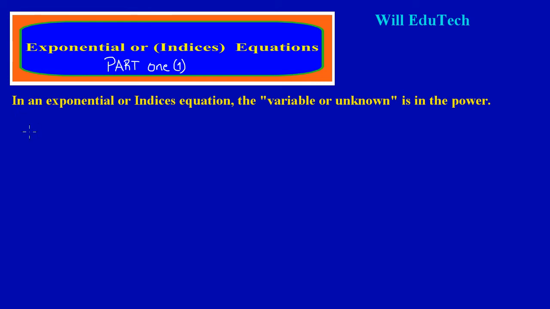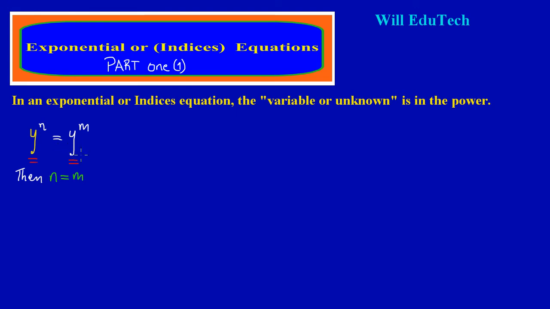Let's use y. Let's say you had a base y raised to the n power, and that is equal to a base y raised to the m power. If the bases are the same, then it is safe to say that we can equate the powers. So if the bases are the same, then n must be equal to m. When working with an exponential or indices equation, the objective is to get the same base on both sides of the equation.